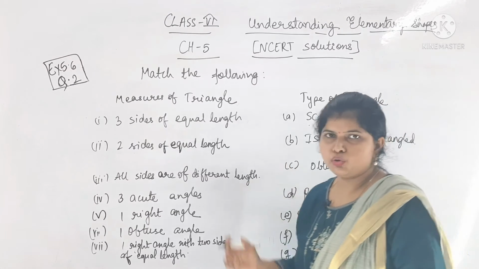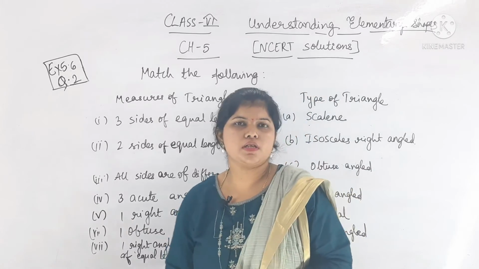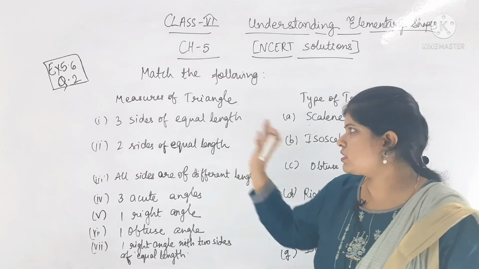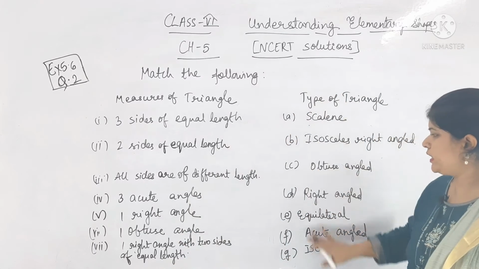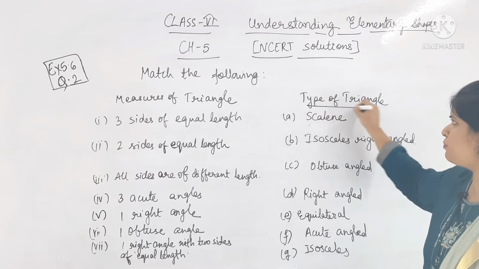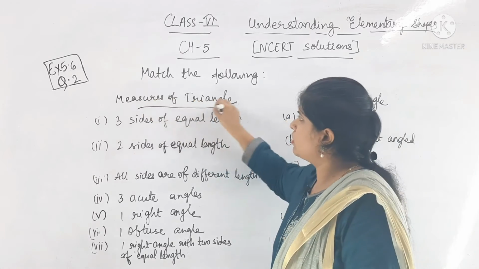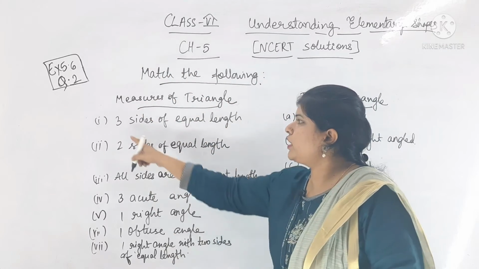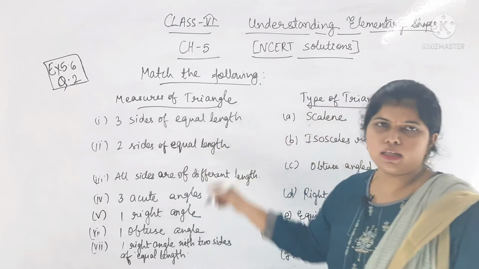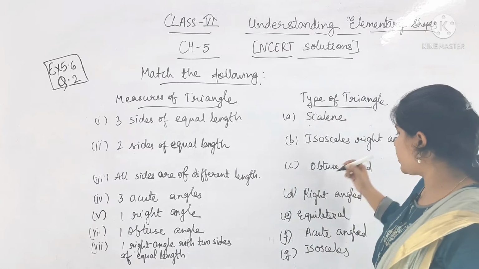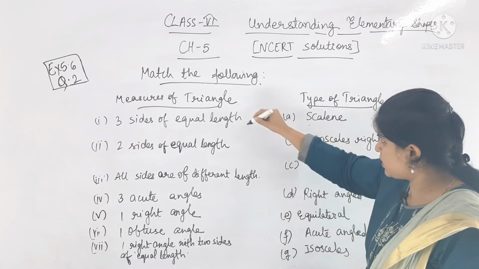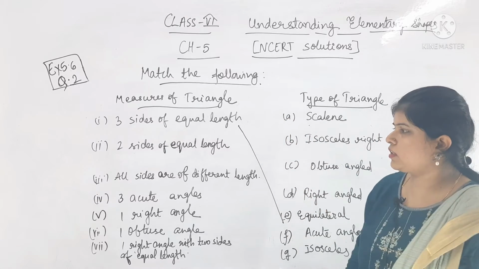Students, let's come to question number 2 of exercise 5.6. Here you have to match the following. Here it is written measures of triangle, and in this column it is written types of triangle. First is three sides of equal length. All the three sides are equal, means equilateral triangle. So you can see equilateral triangle is here, and you have to match like this.